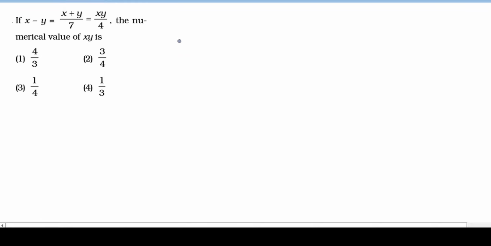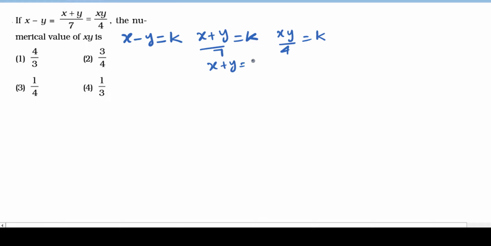So today let's start with the problem. x minus y is equal to (x plus y) by 7 is equal to xy by 4. Whenever they are giving three expressions, we can equate to some other constant. Let's say it is k. To simplify it, we get x minus y as k, then (x plus y) by 7 also as k, then xy by 4 also as k. Now from here we get x minus y as k, from here x plus y is equal to 7k.